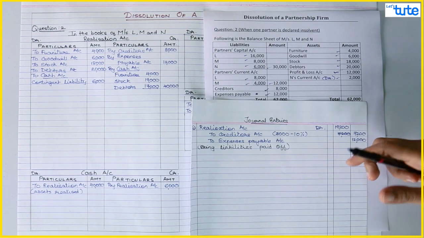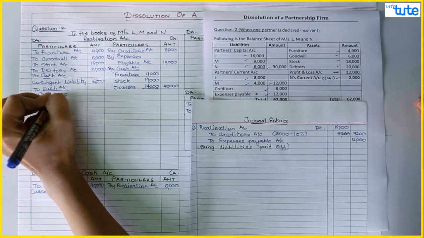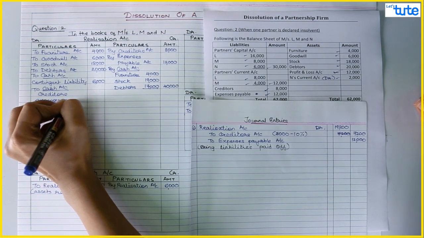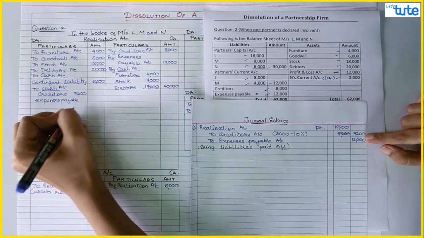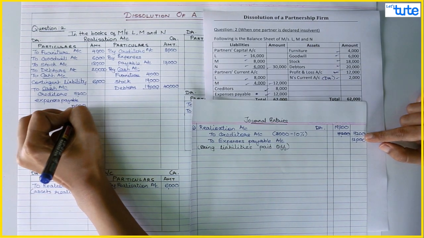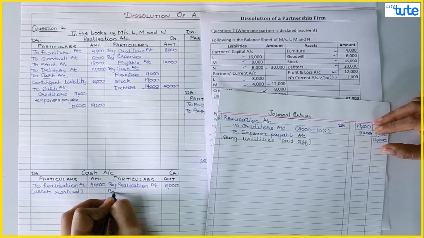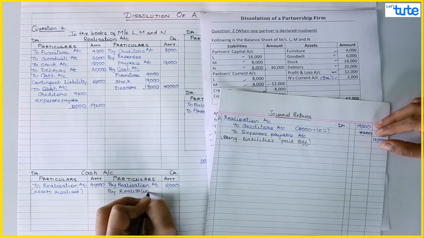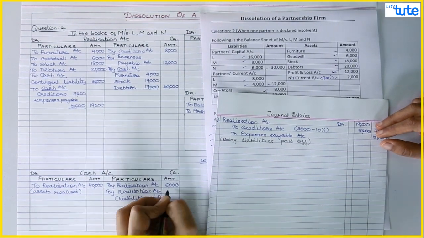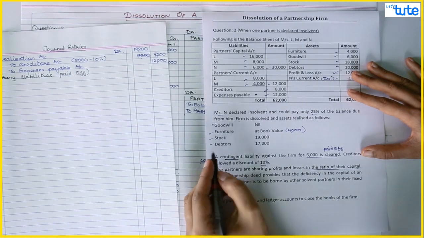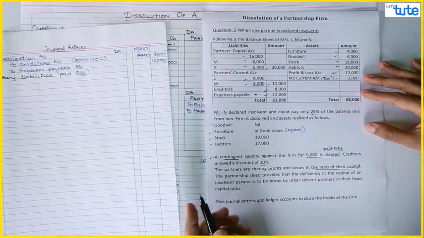Post it to realization account to cash account, creditors and expenses payable. Creditors 7,200, expenses payable is your 12,000, total 19,200. Credit this to your cash account by realization account. This is for liabilities paid 19,200. So this adjustment is done. Contingent liability 6,000 cleared, creditors allowed 10% discount.